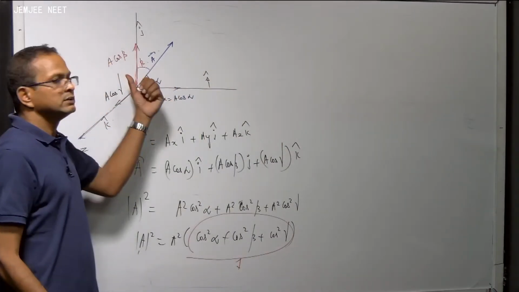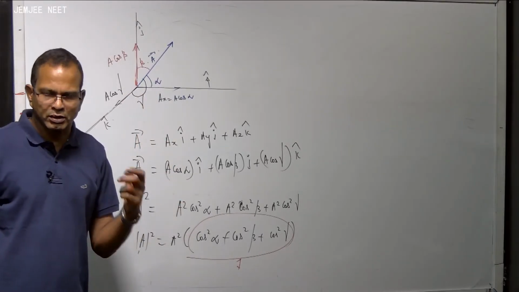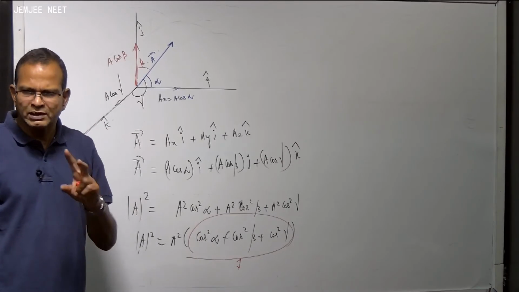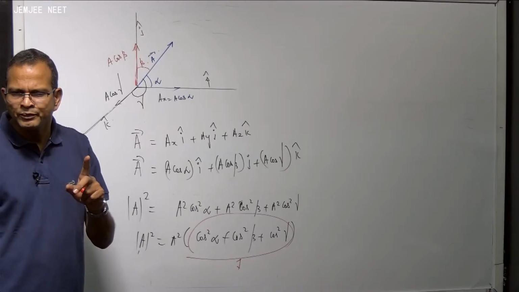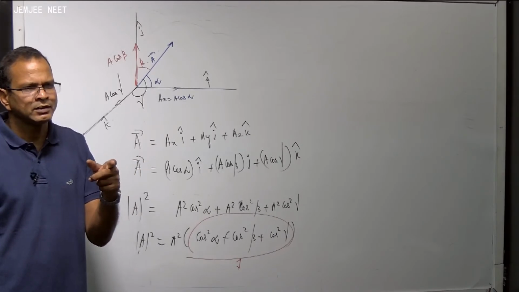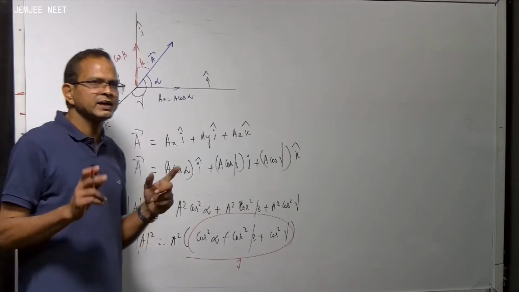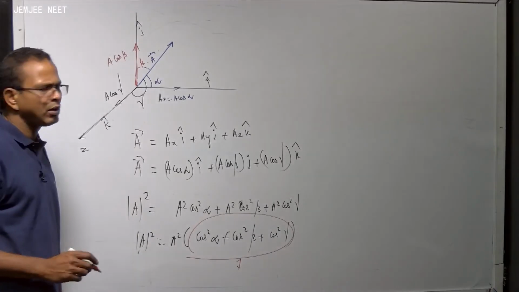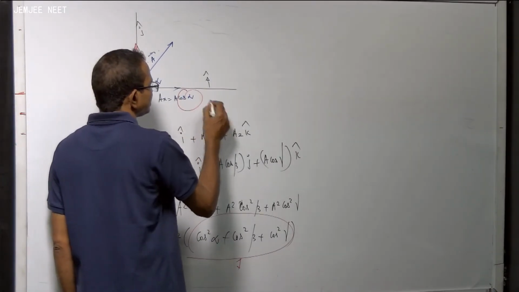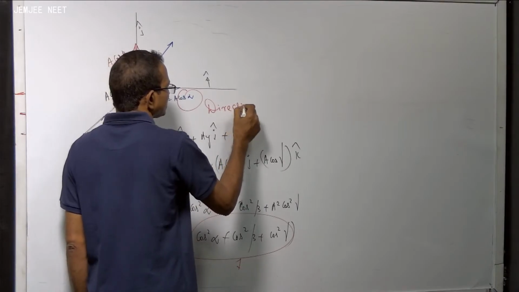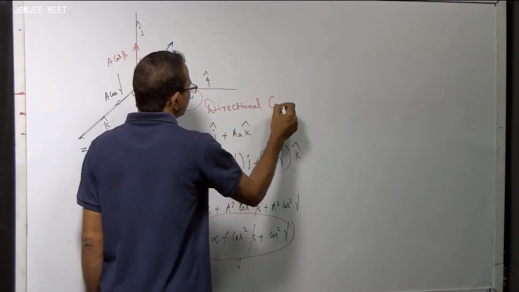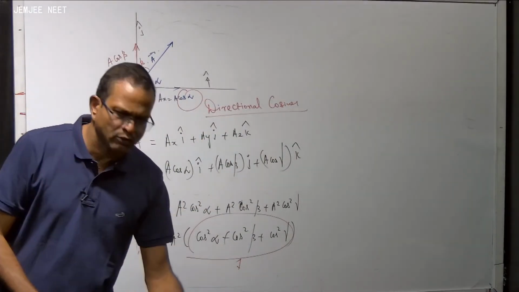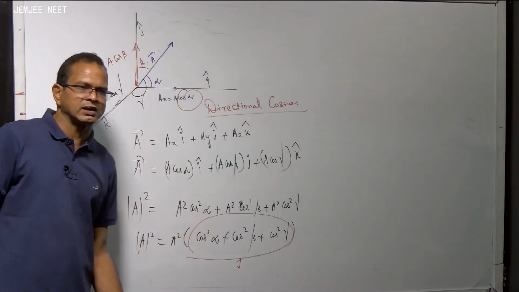So who is this, cos square alpha plus cos square beta plus cos square gamma? This cos alpha, cos beta, cos gamma are called, in your 12th standard NCERT mathematics textbook under vector algebra, directional cosines. They will have written a big theory and given numericals on it.